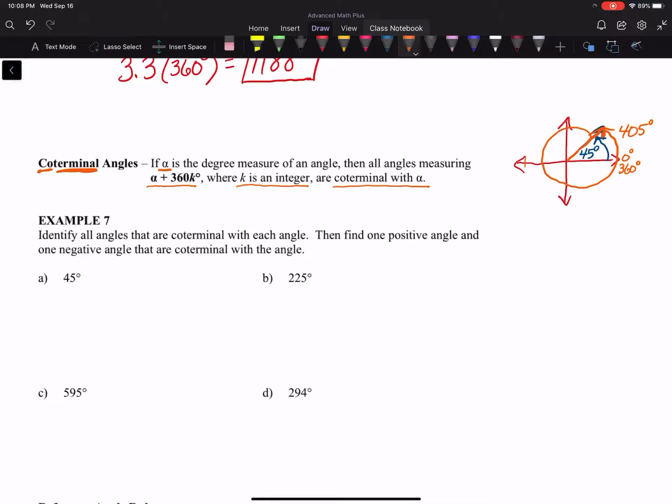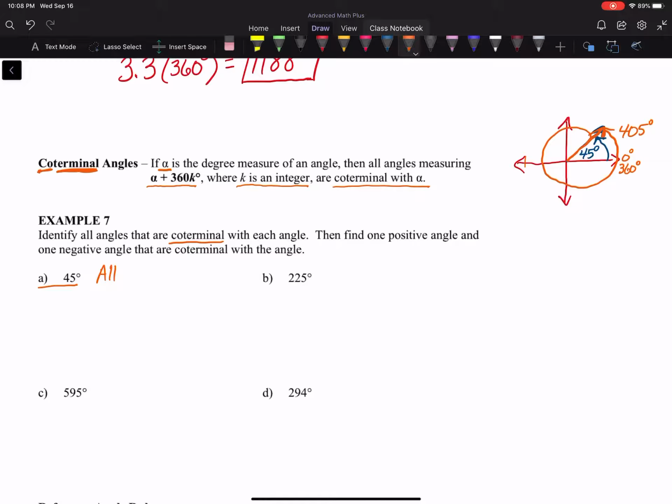So we've already done part A here. It says example 7, identify all angles that are coterminal with each angle. Then find one positive angle and one negative angle that are coterminal with the angle. So first off, all.